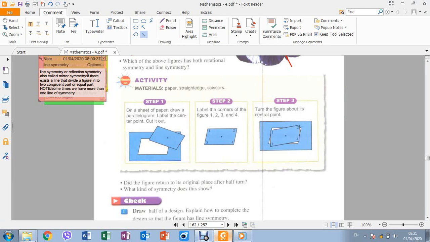Now, did the figure return to the original place after a half turn? Look, after the half turn, yes, of course, it returned to the original place. We say yes.